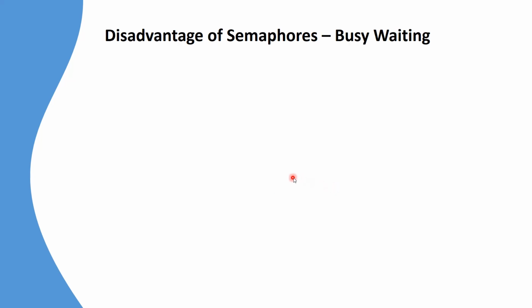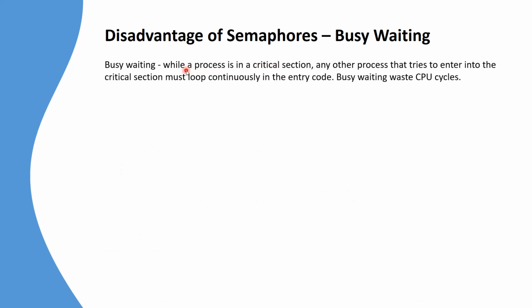One more disadvantage of semaphore is busy waiting. Busy wait means that while a process is in the critical section, any other process that tries to enter the critical section must loop continuously in the entry code. Busy waiting wastes CPU cycles.